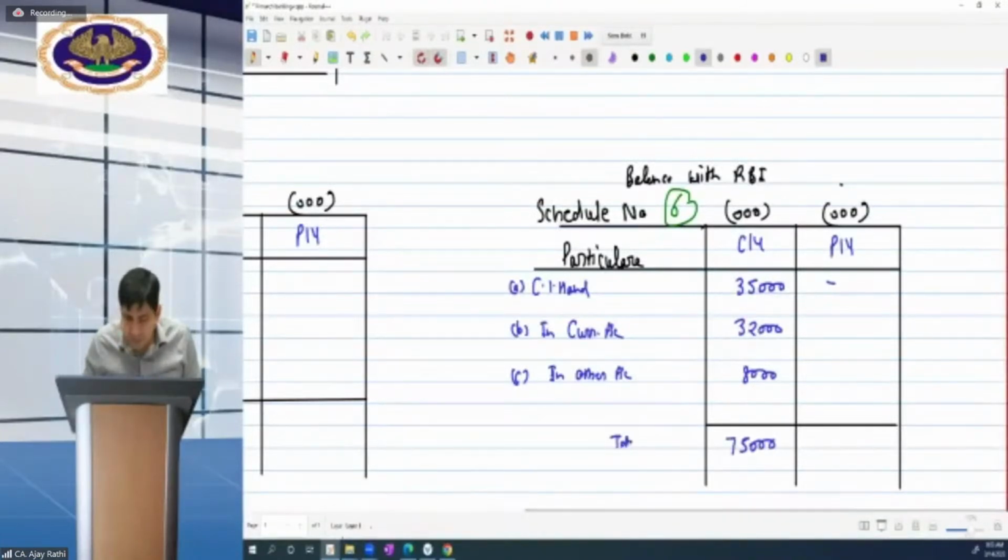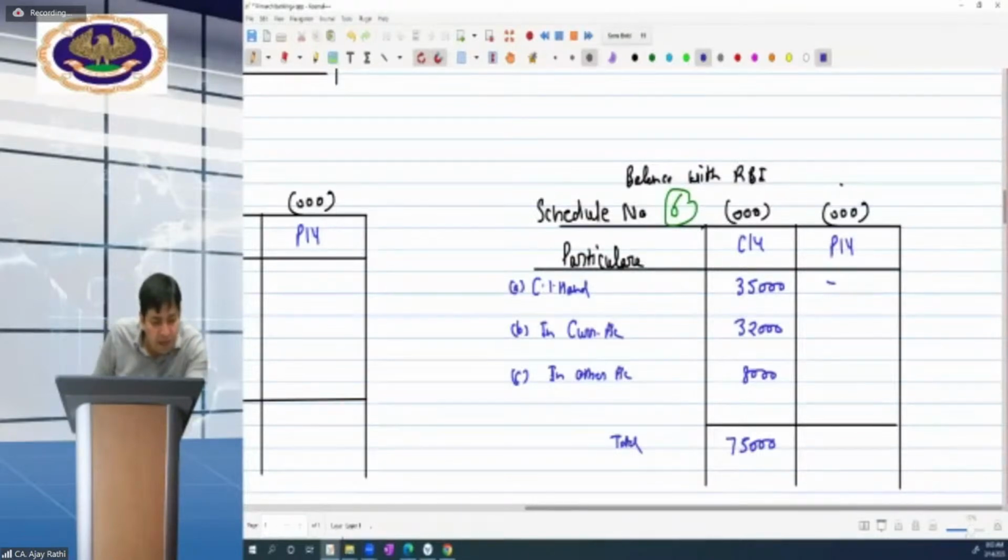Only Pranav has told me the same: the mistake that balance with RBI is not to be put with money at call and short notice. Anyways, no problem. Next one.